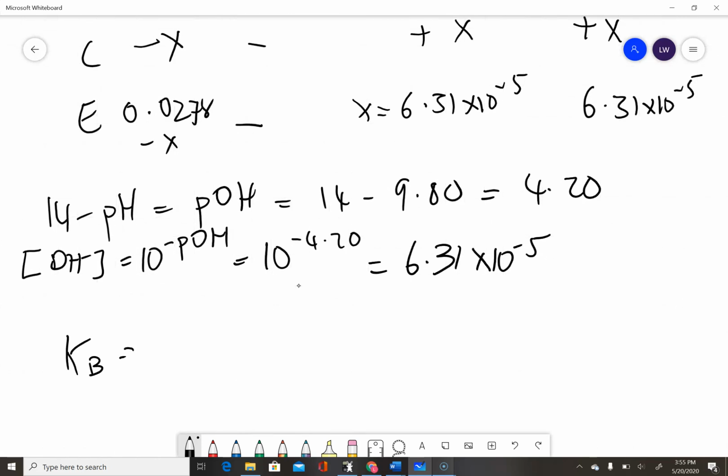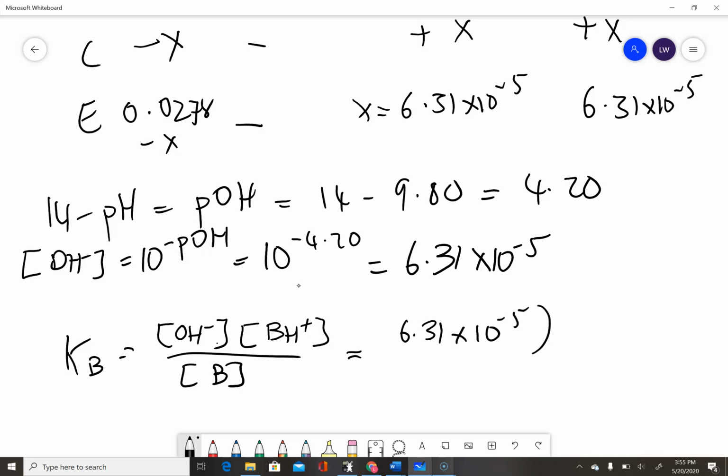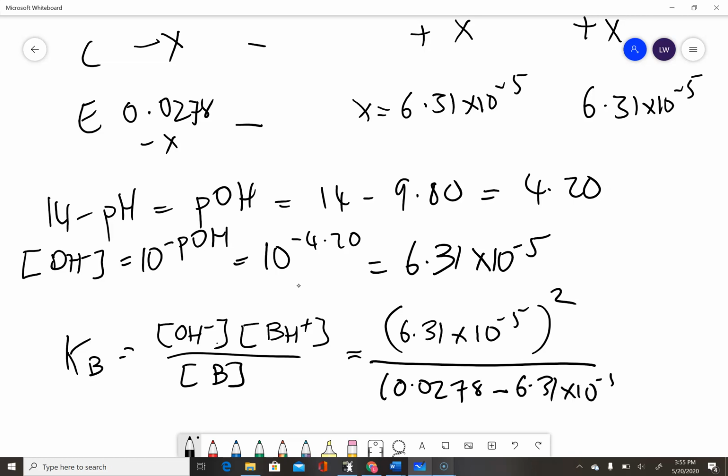So my Kb is just my concentration of OH minus, which was my x in this case, multiplied by the concentration of my conjugate acid, BH plus, again which is just x, divided by my equilibrium concentration of my base, which was my 0.0278 minus x. So let's put all of that in. These two are the same. The hydroxide and the BH plus are the same, so I'm just going to put that in as 6.31 times 10 to the minus 5 squared, divided by the concentration of my base, 0.0278 minus 6.31 times 10 to the minus 5.